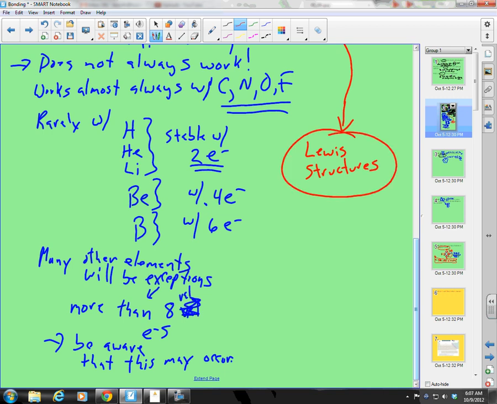Okay, so what are Lewis structures? Lewis structures are representations of valence electrons in atoms, ions, or compounds. They're just a representation of the valence electrons. Piece of cake. So let's look at these.